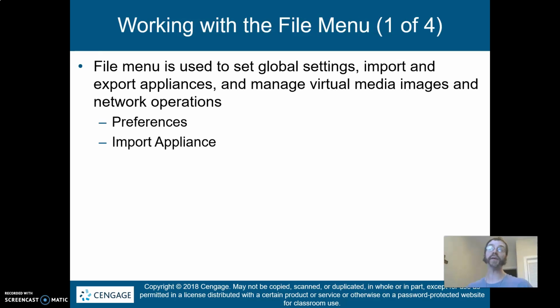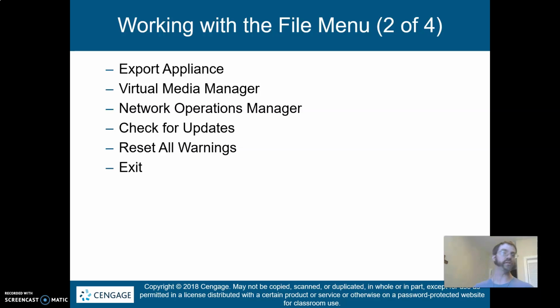And then, of course, there's the file menu. You can use it to get to the global settings. You can use that to import and export appliances, create images, do network operations. Say, if you want to make a change to the virtual networking inside VirtualBox, you go through the file menu. Two of the big ones are preferences and import appliance. You can also do export appliance, manage your virtual media, go into network operations, and check for updates, so that you don't have to worry about checking the VirtualBox website to see if there's a new version. You can have it reach out and get that. Let's look a little bit closer at the file menu itself.